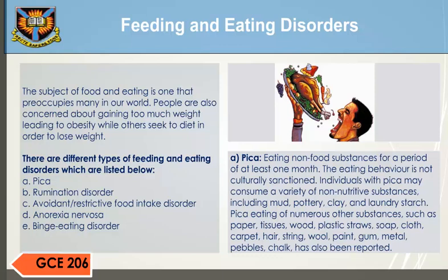A. Pica. Eating non-food substances for a period of at least 1 month. The eating behavior is not culturally sanctioned. Individuals with pica may consume a variety of non-nutritive substances, including mud, pottery, clay, and laundry starch. Eating of numerous other substances such as paper, tissues, wood, plastic straws, soap, cloth, carpet, hair, string, paint, gum, metal, pebbles, and chalk has also been reported.